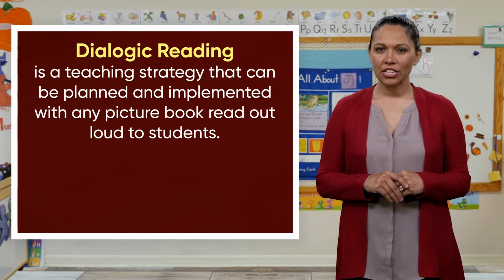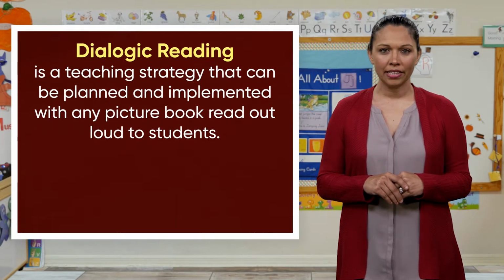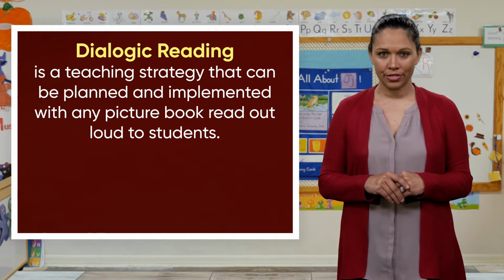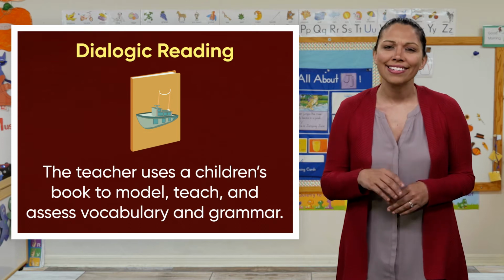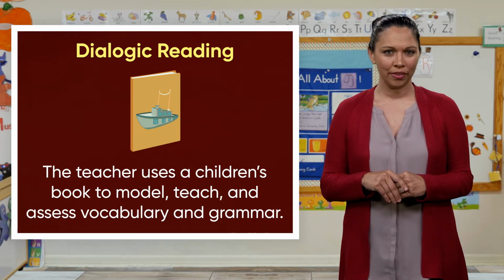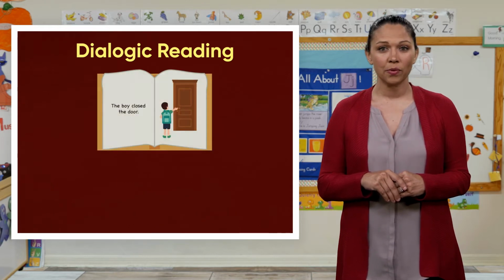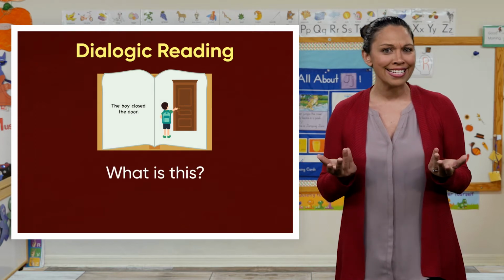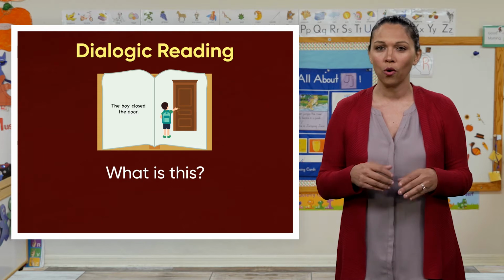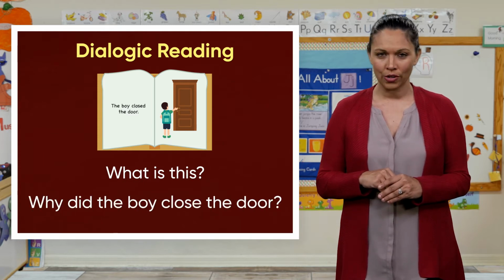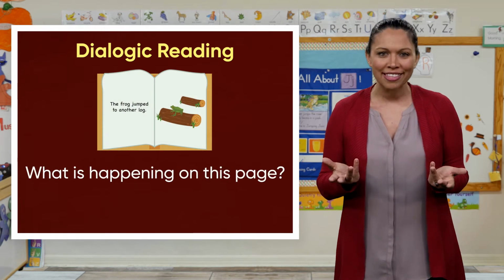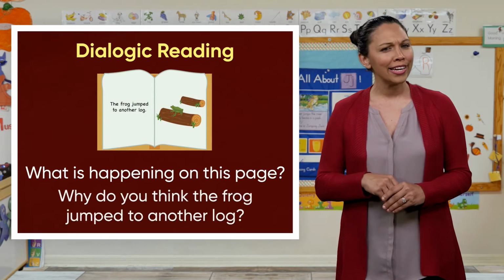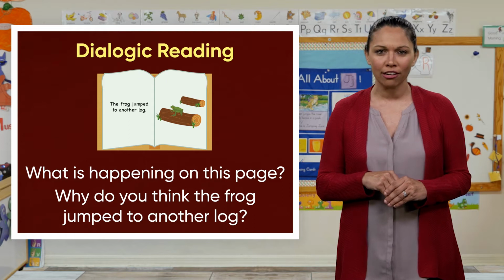Dialogic reading is a teaching strategy that can be planned and implemented with any picture book read out loud to students. The teacher uses a children's book to model, teach, and assess vocabulary and grammar. The teacher facilitates a dialogue with the students by asking them WH questions like, "What is this?" while pointing to an object, or "Why did the boy close the door?" and by asking open-ended prompts like, "What is happening on this page?" or "Why do you think the frog jumped to another log?"